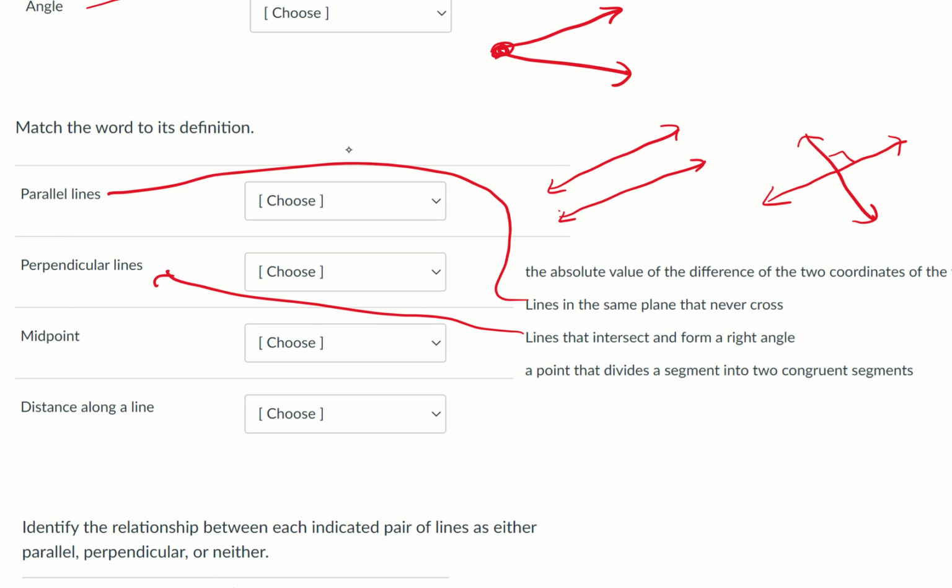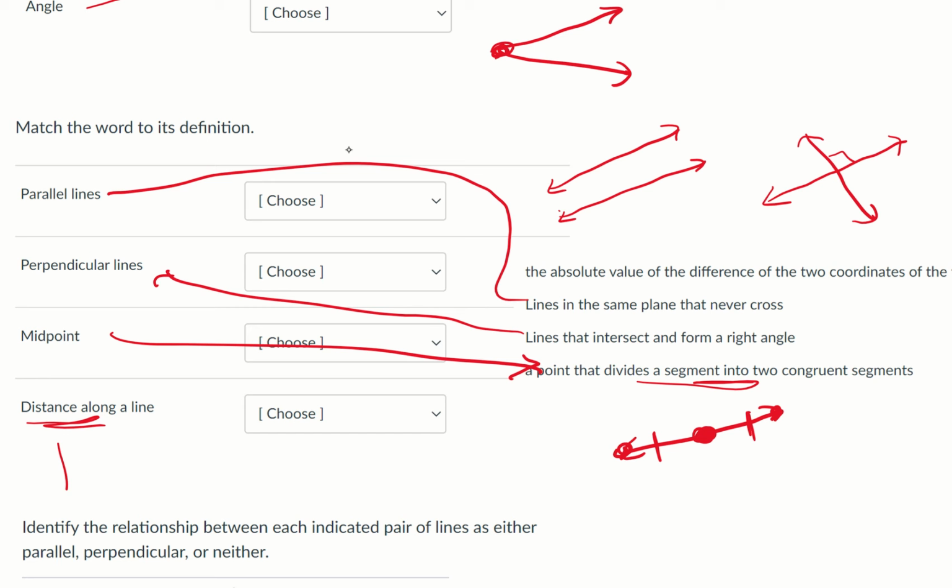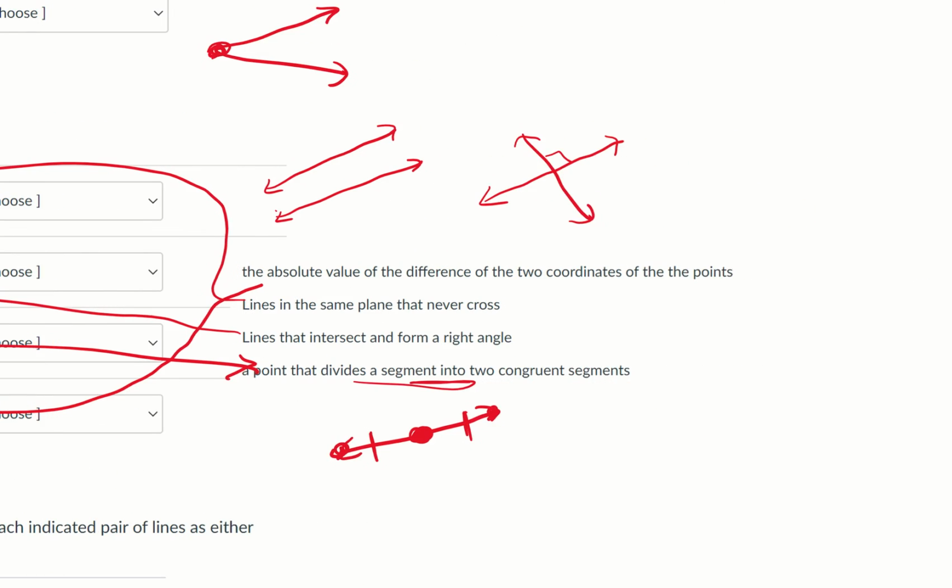Midpoint, point that divides a segment into two congruent segments. So remember, if you're trying to do a midpoint of something, it generally cuts it in half. So the midpoint is the point that cuts the figure in half. So essentially the same distance on both sides. So it divides a segment into two congruent segments. Okay, so here, the distance along a line. So this is just plain distance. Remember to calculate the distance, it's the absolute value of the difference in whatever coordinates you're doing. X1, X2, Y1, Y2. You just subtract the coordinates and then that gives you the distance.